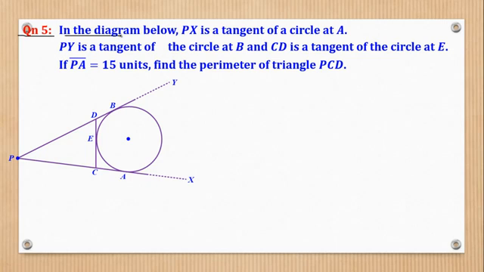Then question 5. In the diagram below, PX is a tangent to a circle at A. PX is a tangent here, okay? PY is the tangent to the circle at B. PY here, tangent here. And CD is a tangent to the circle at E. Here, tangent is there. If PA is 15, find the perimeter of triangle PCD.